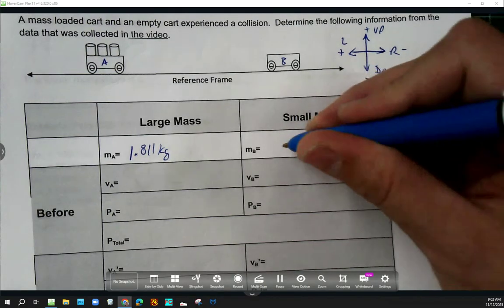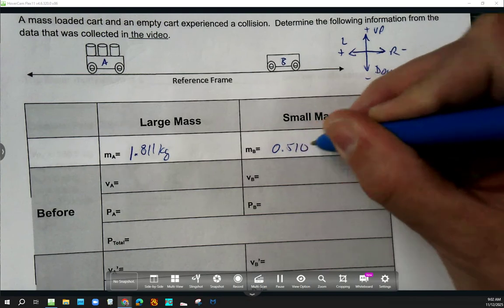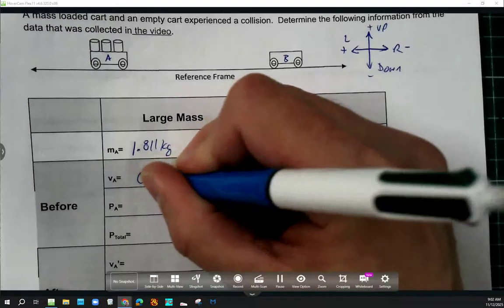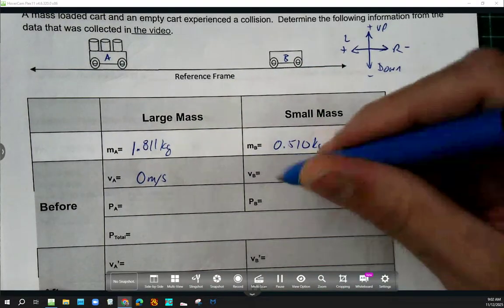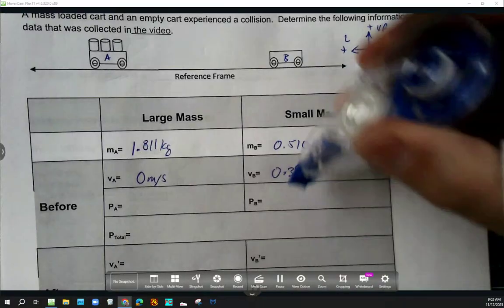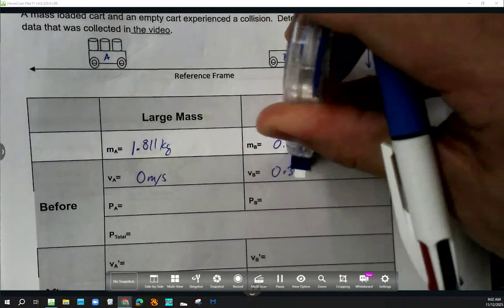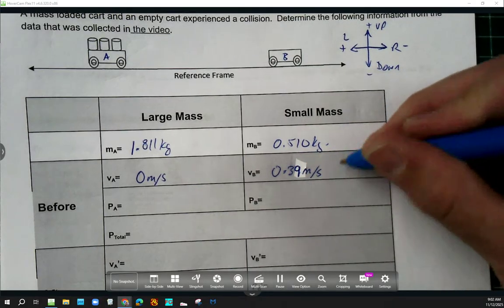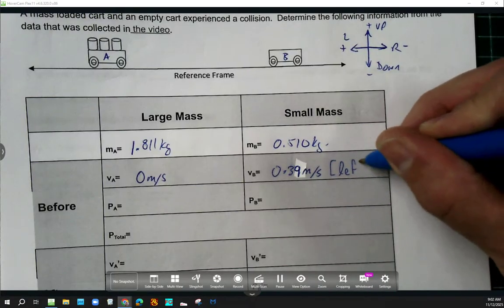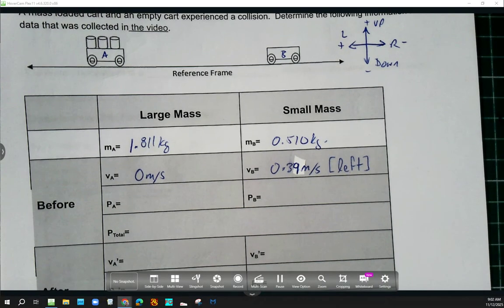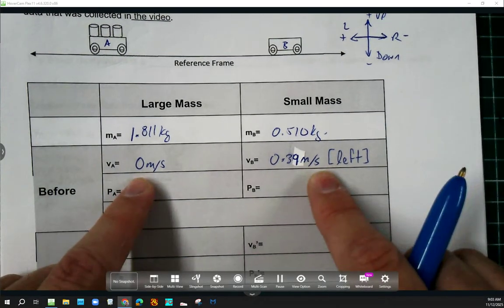The other one, mass B, was 0.510 kilograms. And cart A was just sitting there, 0 meters per second. Cart B was rolling along at 0.39 meters per second, and it was traveling to the left. Now, how was the data for the motion captured? Using a sonar motion detector. That's all it was. So, things that you've used before.